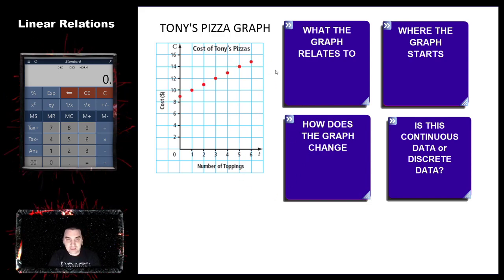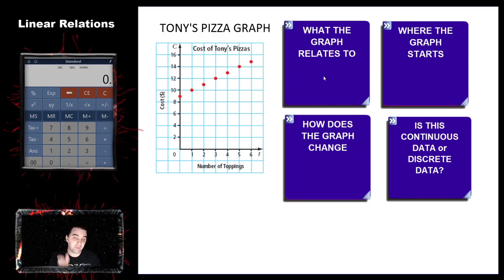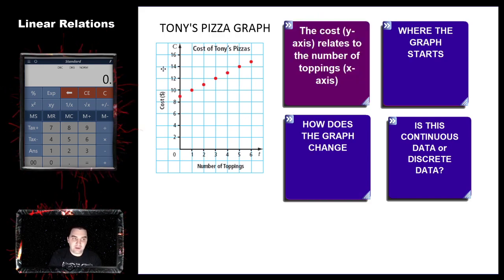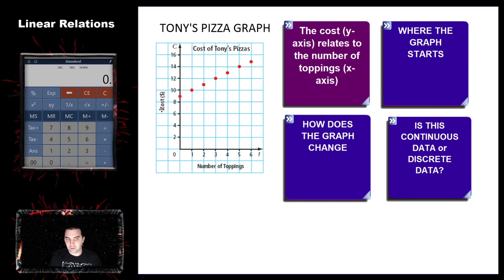All right, looking at this, we have the pizza graph. What does the graph relate to? This stuff you don't have to answer yet. I'm going to give this as a model, but in the future ones, I want you to think about these questions, pause the video first, and then go through it and see if your answer matches up to mine. Okay, what does the graph relate to? Well, on the left here, I have costs, and it's comparing the cost of the pizza to the number of toppings that I've chosen. So the cost, the y-axis, relates to the number of toppings along the x-axis.